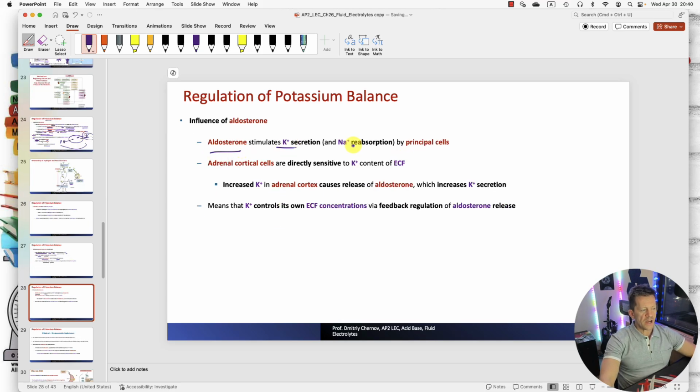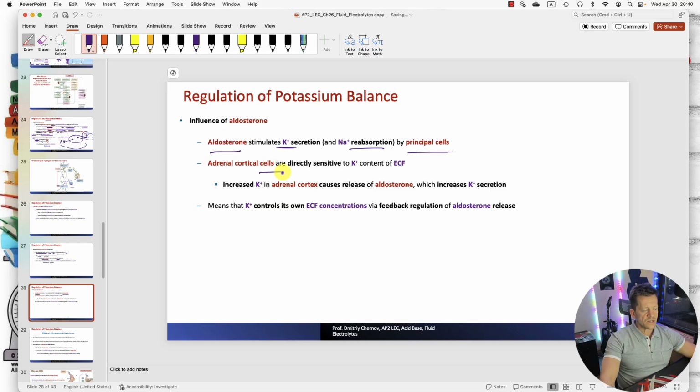Aldosterone stimulates potassium secretion and sodium reabsorption. You keep sodium, you release potassium to the principal cells. So the principal cells within convoluted tubules, that's where, remember in the renal system, revisit principal cells and intercalated cells.